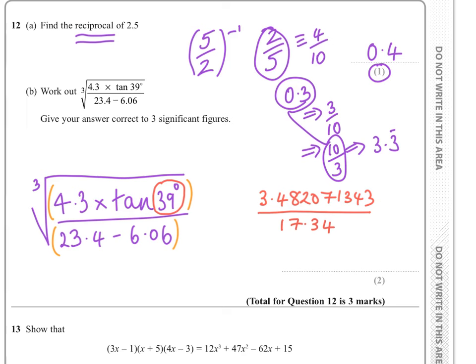So I can do this separately now, okay, and I can put that into my calculator. So I'm going to do 3.482071343 divided by 17.34, and that gives me 0.2008114961. And then what you've got here now is, it's like a square root sign with a little 3.